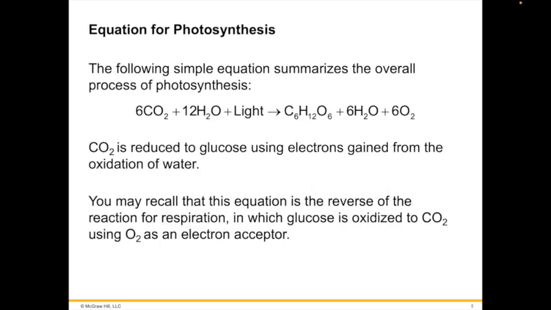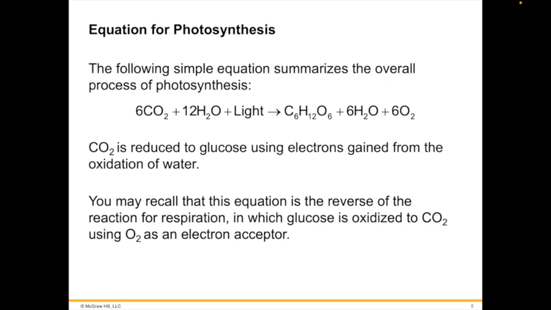So if you look here, here is the equation for photosynthesis. This is something that you all should know. The following is a simple equation summarizing the overall process of photosynthesis. So you have carbon dioxide plus water, so that's 6 CO2 plus 12 H2O plus light, which yield glucose, which is C6H12O6, plus 6 water molecules plus 6 molecules of oxygen.